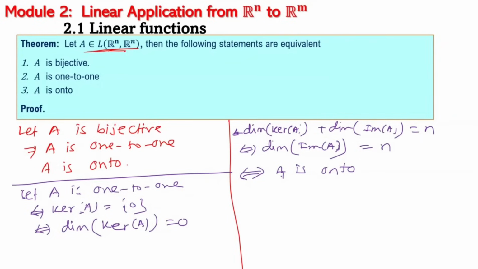You have to remember that this is true only for A from Rn to Rn. In any other cases, it may not hold good.